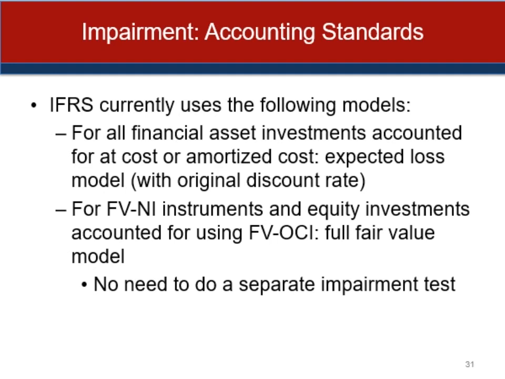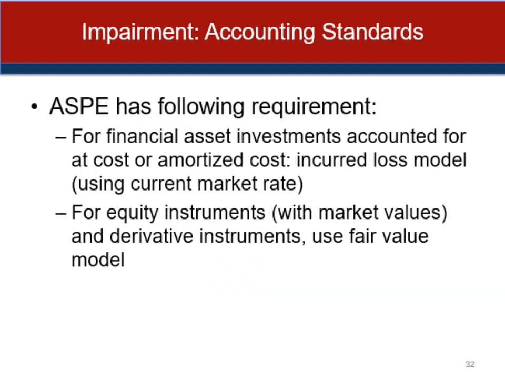So IFRS currently uses the expected loss model using the original discount rate, and for fair value through net income investments and equity investments accounted for under fair value through other comprehensive income, we would use the full fair value model, which means we would use current interest or current discount rates to assess the cash flows. There's no need to do a separate impairment test for fair value through net income because we're already accounting for changes in the fair value. ASPE. Under ASPE, you would use an incurred loss model using the current market rate, and so that would be for financial investments accounted for using cost or amortized cost.